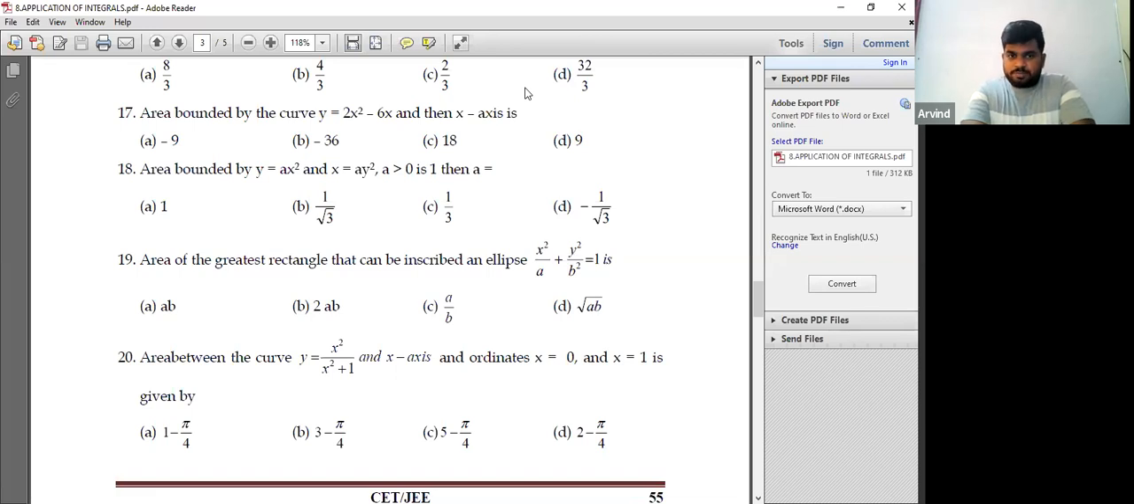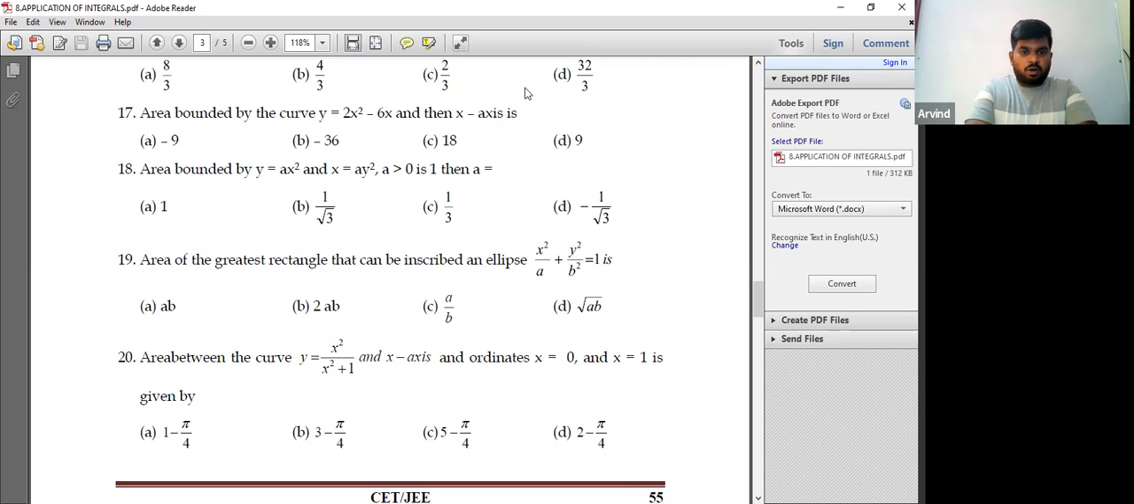I repeat, area bounded by the curve and the x-axis. So if they mention the x-axis, you take y as 0. So once you take y as 0 and solve it, you'll get two values of x, that is x is equal to 0 and x is equal to 3. So those are your upper limits and lower limits. Then integrate the function, you'll get the answer. Okay.